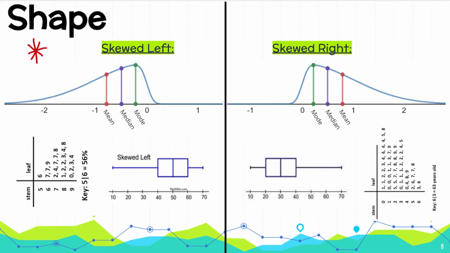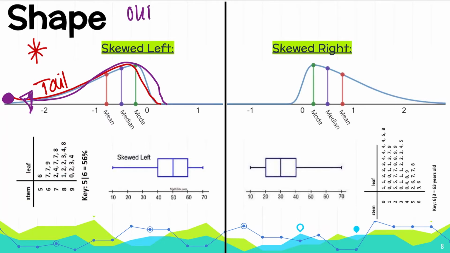If you take a look at this first graph right here, notice it has a long tail on the left. What this tail means is there's a point out here which we call an outlier. And that outlier is actually pulling the shape of the graph to the left. And an outlier is a data point that doesn't really fit in with the rest of them. It's on the outside of something. So when we're skewed left, our outliers are on the left.